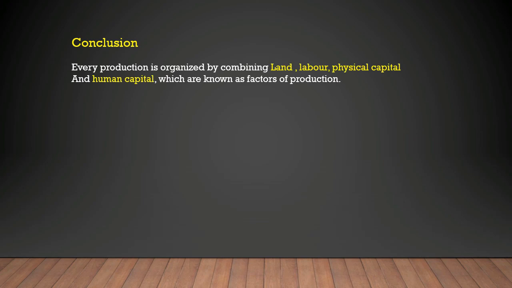Based on that you can conclude that every production is organized by combining land, labor, physical capital and human capital, which are known as factors of production.